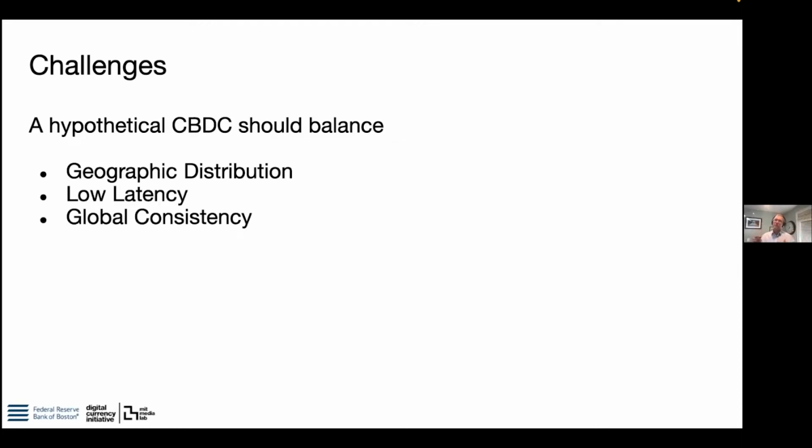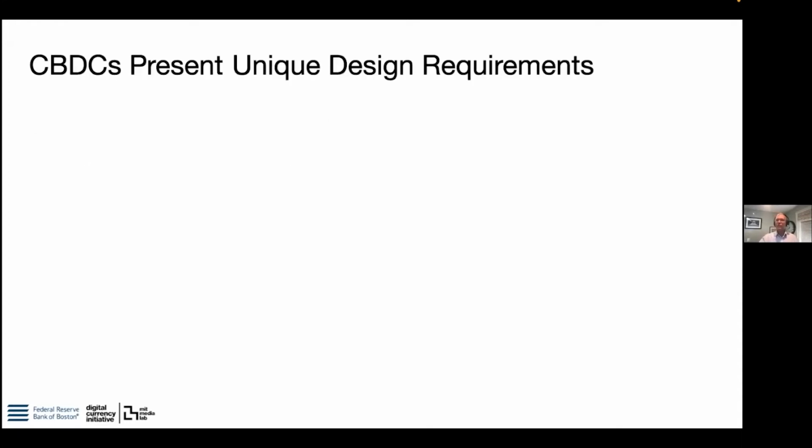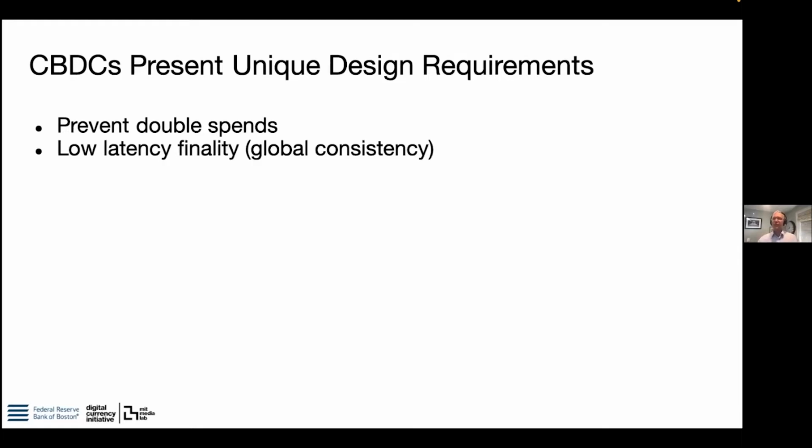Doing any two of these is relatively approachable. A lot of projects do that. But to balance the three and to do it in the context of a CBDC is a unique problem, and one that requires, I think, a lot of thought and some original research. So I mentioned the unique design requirements, right? Well, obviously, you need to prevent double spends. That's common across a lot of cryptocurrencies, but that's a big one. You need low latency finality, essentially global consistency quickly.